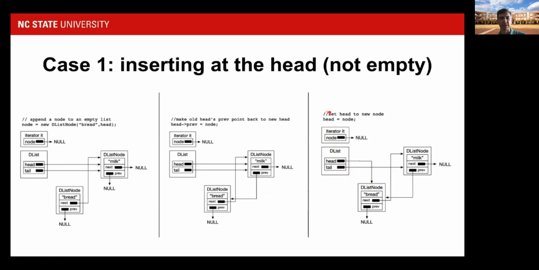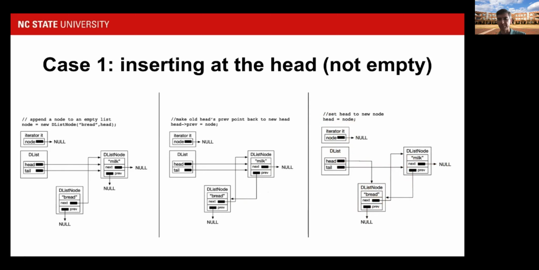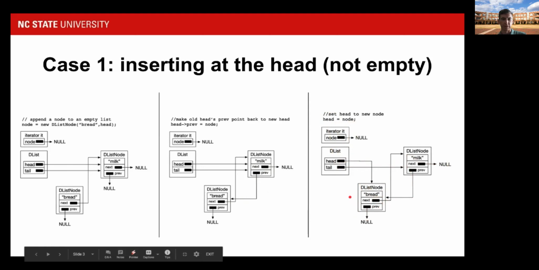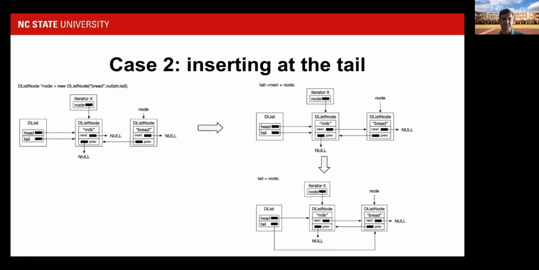Okay, and after I've done these three operations, then I have this new bread node. I can follow the head pointer to bread, and then its next pointer to milk, and then I get null, so that's what it should be. I get bread, then milk, then null. Or if I start at the tail, I start at milk, and then I follow its previous pointer back to bread, and then I follow its previous pointer to null. So I have those two lists set up properly, one the reverse of the other. Okay, so that's our first case. Either inserting at the head of an empty list or inserting at the head of a non-empty list.